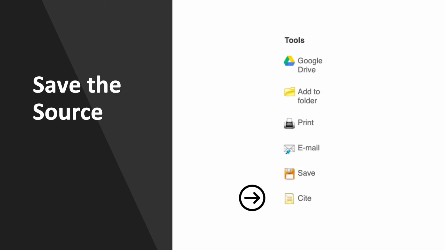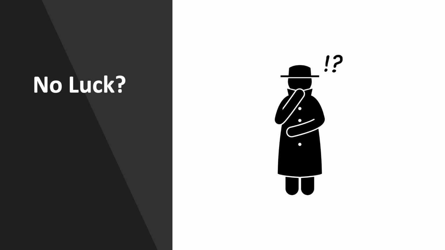If you find an article that you'd like to use, make sure to use one of the tools on the side: print, email, download, Google Drive, to save it. You can also use the Cite tool to get a draft citation in MLA or APA style. If you aren't sure if the source is helpful or not, read your class assignment again. That might help you decide.